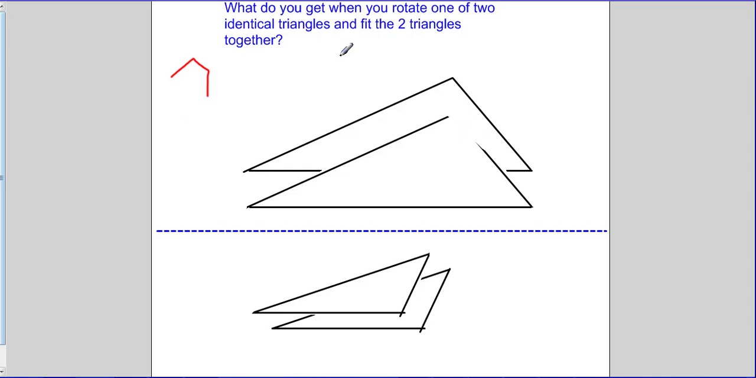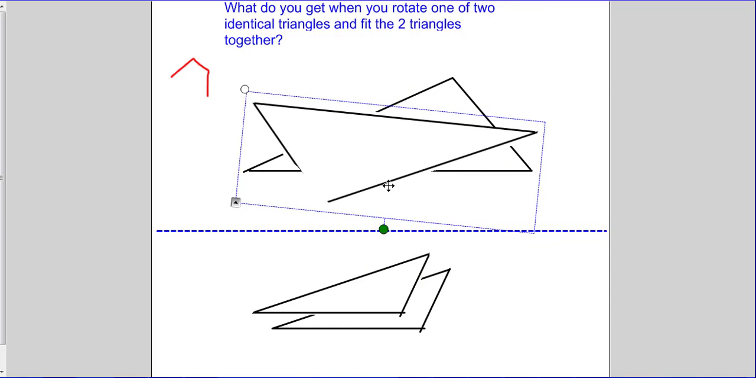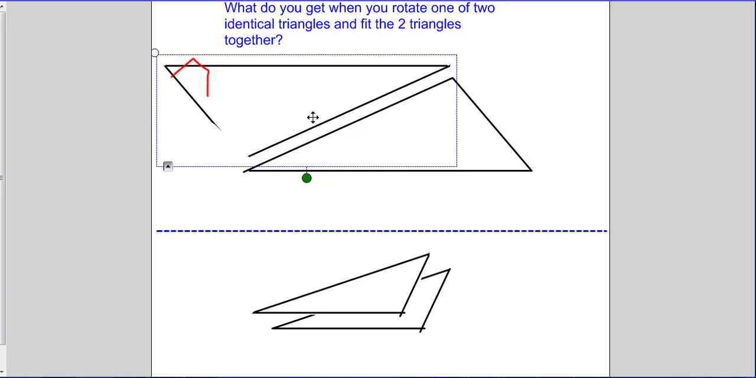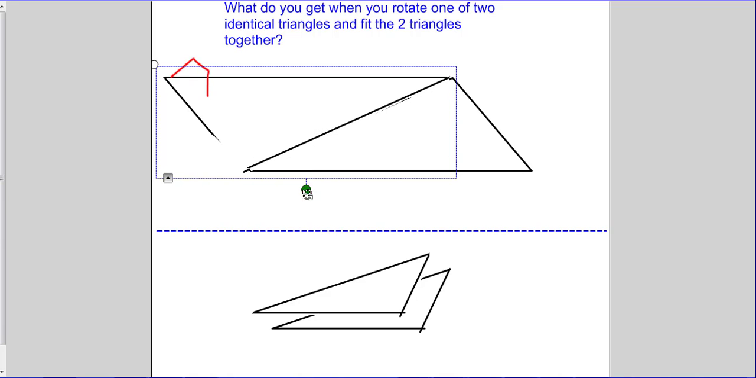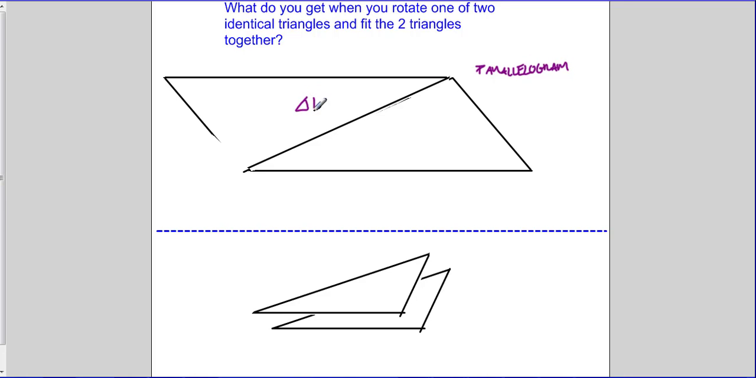So my first question here is, what do you get when you rotate one of two identical triangles and fit the triangles together? So I have two identical triangles here. I'm going to take this triangle here, rotate it and move it into position. And notice the figure I get is a parallelogram. The area of a parallelogram is base times height. So we call this triangle 1, triangle 2, and together they make the parallelogram.